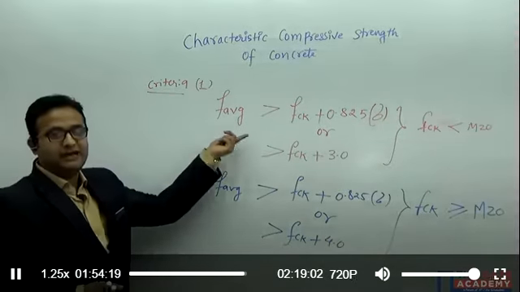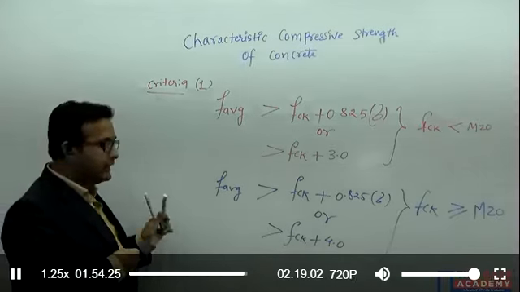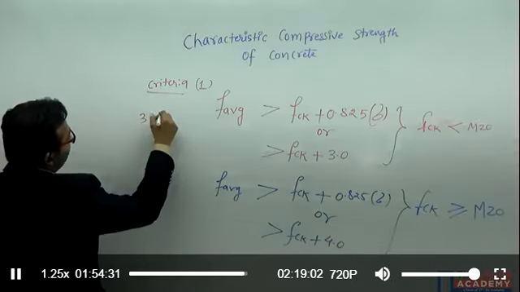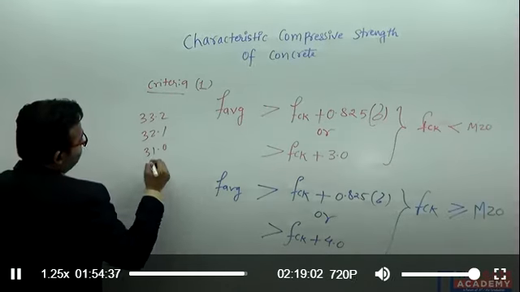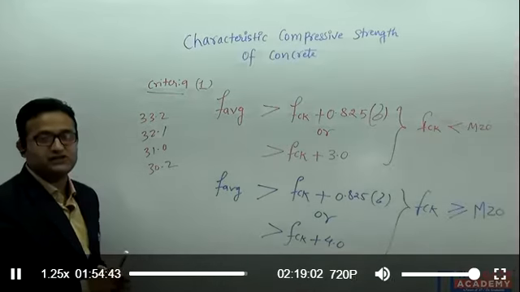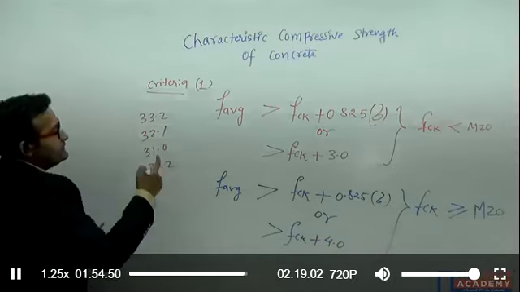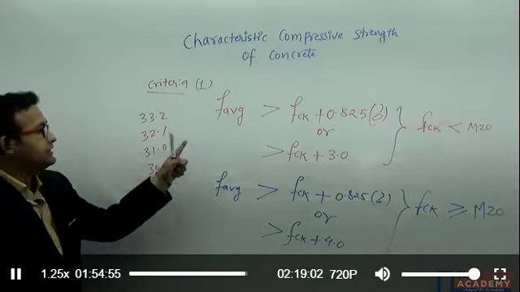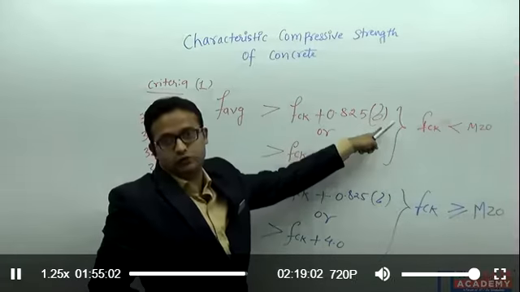This F average, what is the meaning of F average? Suppose I have prepared 3 cubes, or suppose 4 cubes I have prepared, and for first cube I am getting the strength suppose 33.2, for the second cube suppose 32.1, then 31.0 and then 30.2. 4 cubes I have prepared and I have tested in compression testing machine, and I am getting these results in Newton per mm square. So average of these 4 is equal to F average. I will be taking the average strength of these values as the F average, and this should not be less than FCK plus 0.825 into standard deviation.